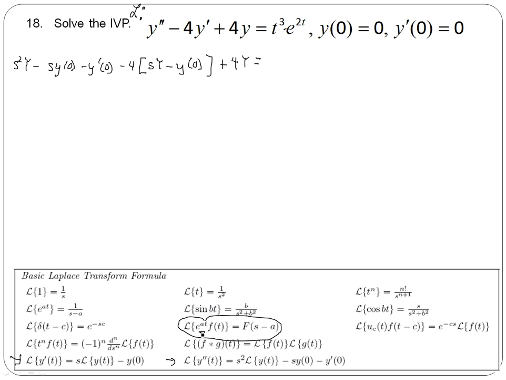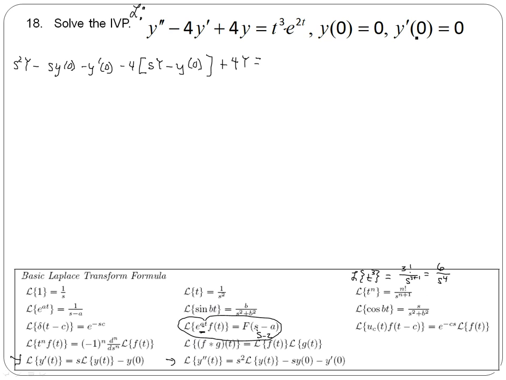And notice that I've got an e to the 2t, so a is 2, and that means that I'm going to shift the s, so everywhere I have s, it's going to become s minus 2. The Laplace of t to the third power, I'm going to use this formula, is 3 factorial over s to the 3 plus 1 power. 3 factorial is 3 times 2 times 1, or 6. So I get 6 over s to the 4th.